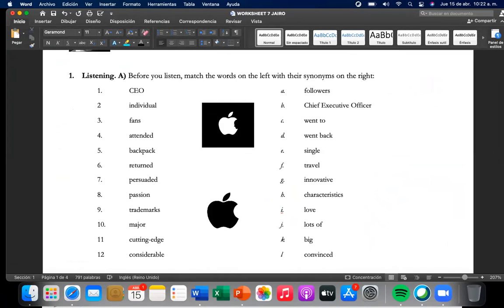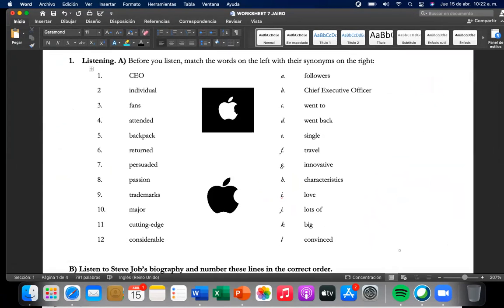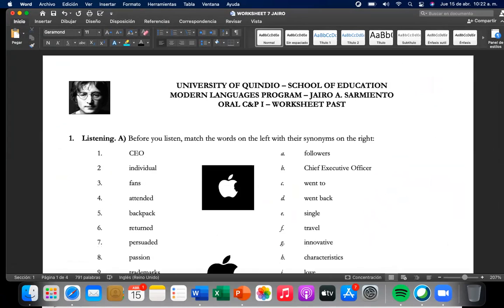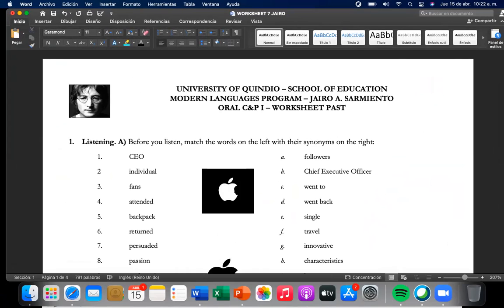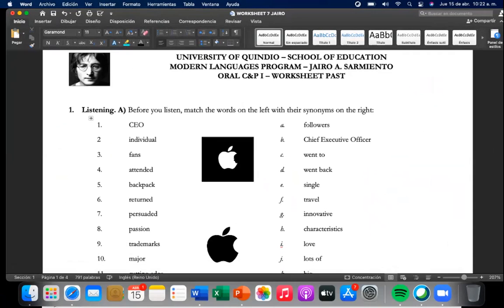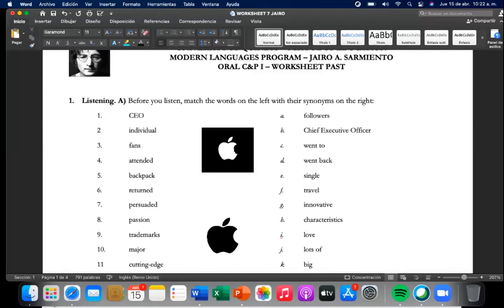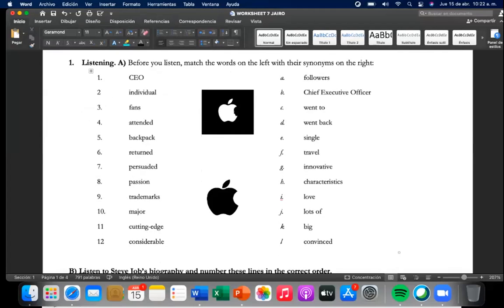So the first exercise of this worksheet was a matching exercise. I don't know if you remember, we are talking about biographies because we are talking about the past. So when we talk about the past, we need to talk about biographies. That is like the context of this class and the next class in which we're going to finish with this. So the first biography that we were covering was about Steve Jobs. So I have a question for everybody. Who is or who was Steve Jobs?